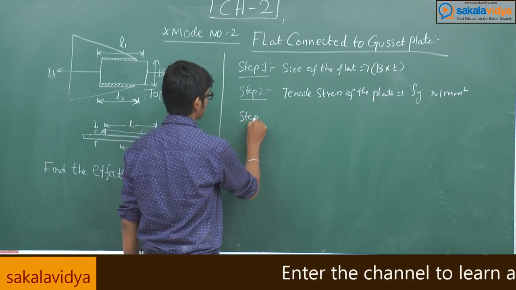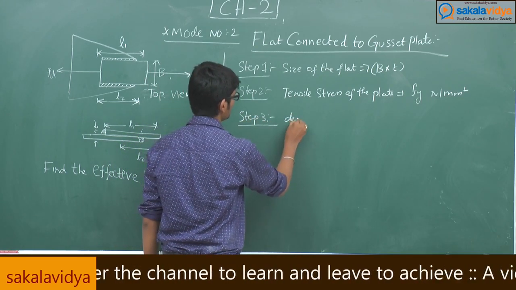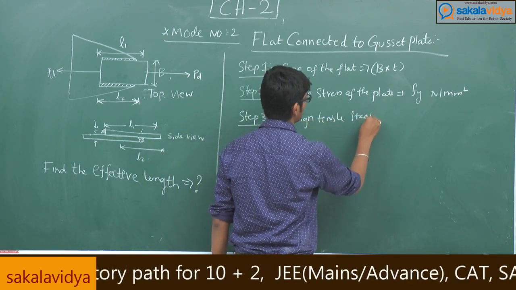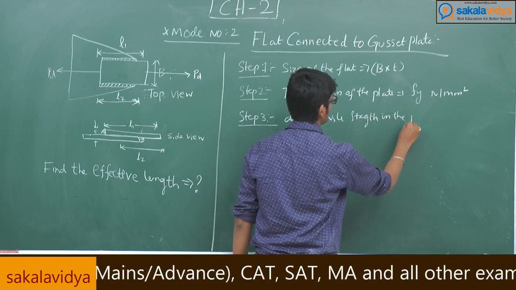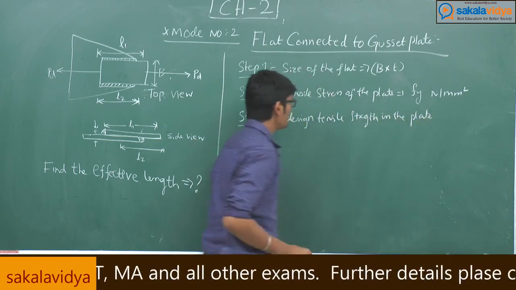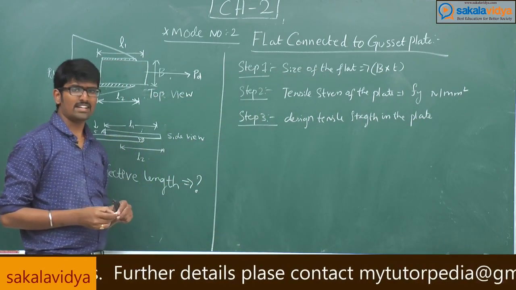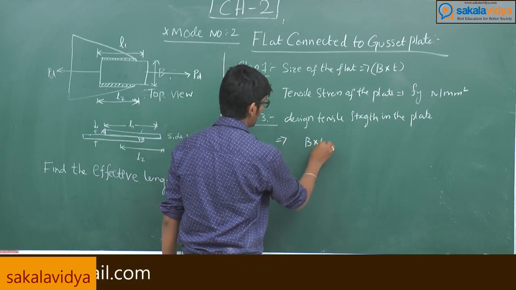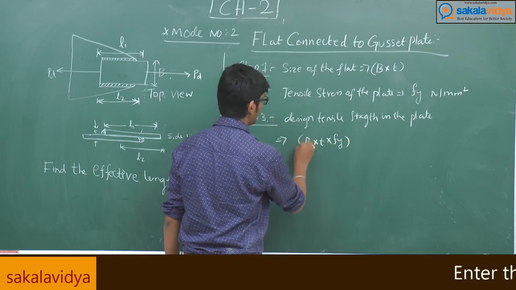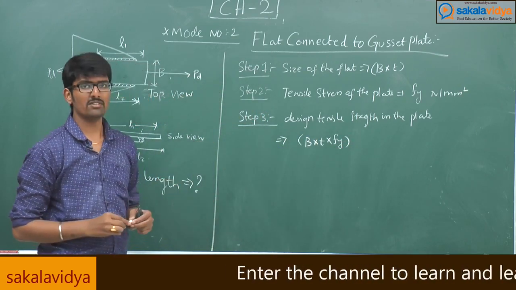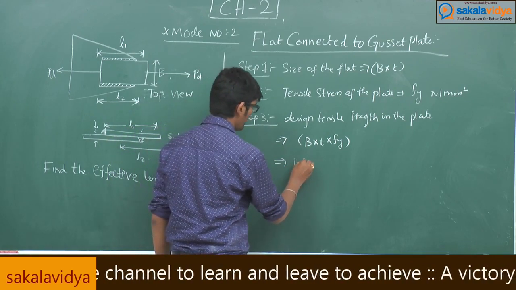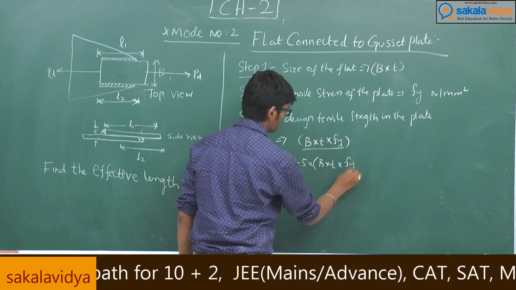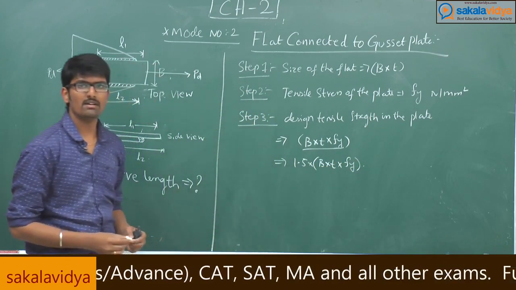Step 3, design tensile strength in the plate. Before finding the design tensile strength, let us find the strength of the plate, that is B into T into Fy, which is the tensile strength of the plate. If you multiply this by 1.5, for the whole equation, we get the design tensile strength of the plate. So, design tensile strength of the plate.